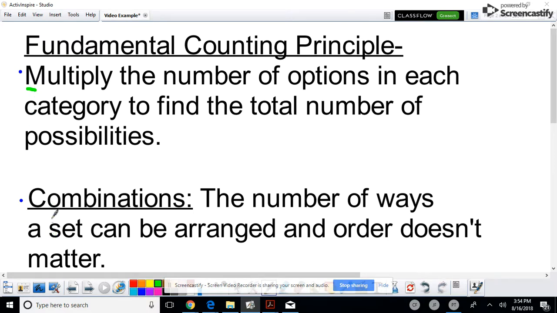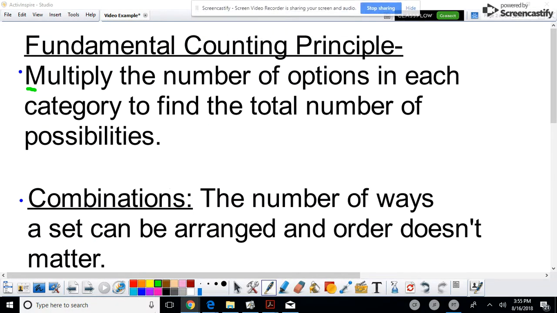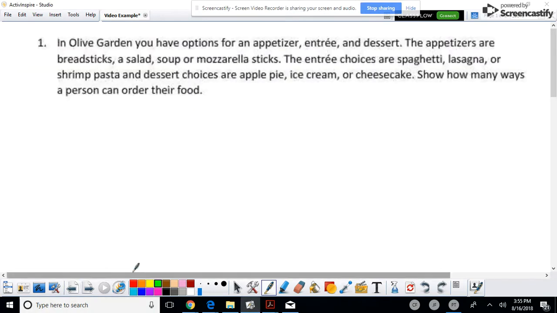So another thing I'll point out is that, down here with the combinations, order doesn't matter. So it doesn't matter what you do first or second or third. We're just trying to figure out how many different ways we can do this. All right, so it just depends on the problem. Let me move this out of the way. Now, let's go back to our problems.